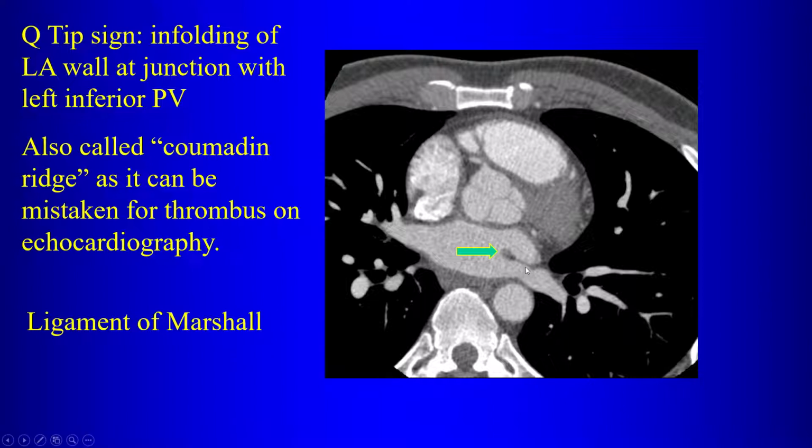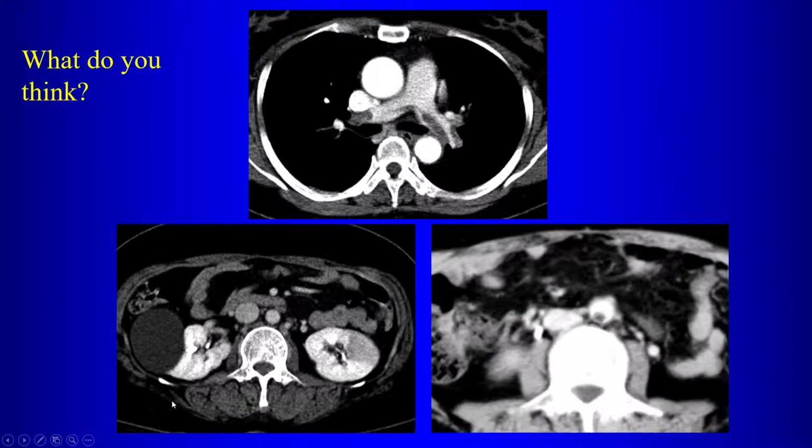And the ligament of Marshall. So this area here is also the ligament of Marshall, and that's a remnant of the vein of Marshall, which obliterates during embryology, leaving us that ligament of Marshall.